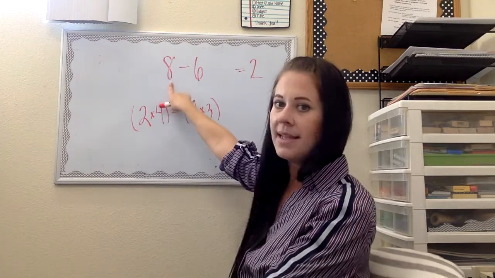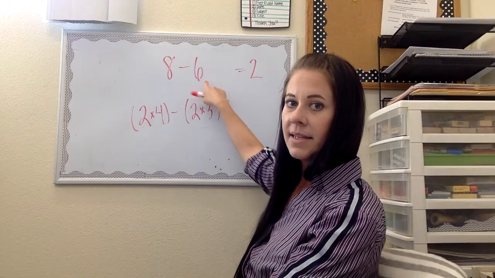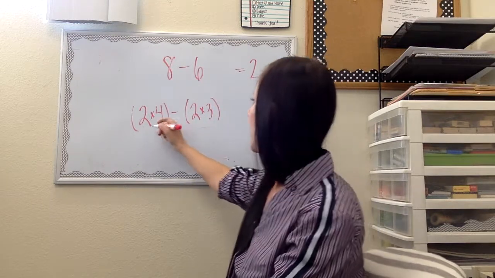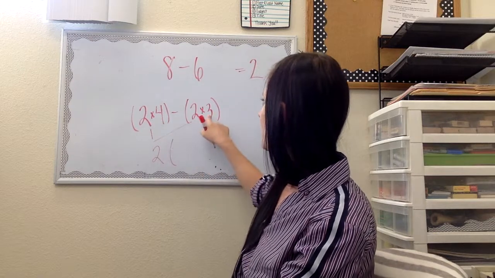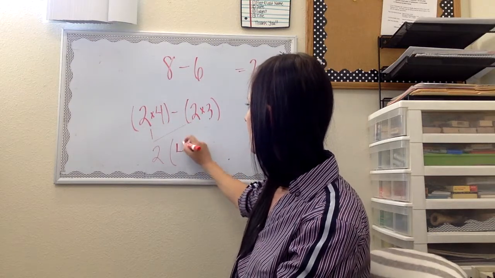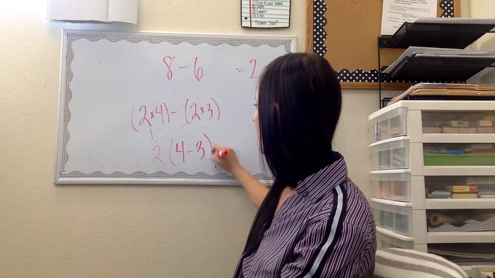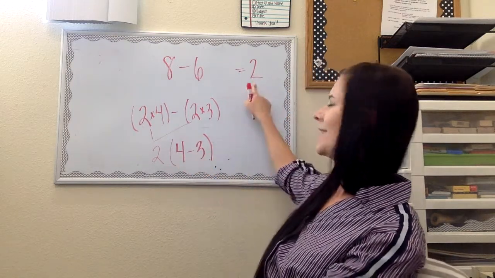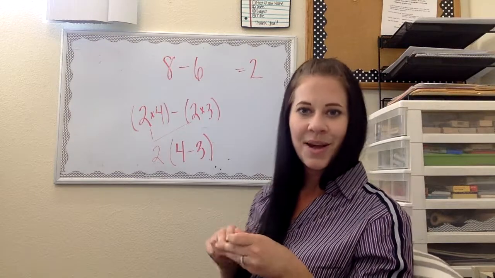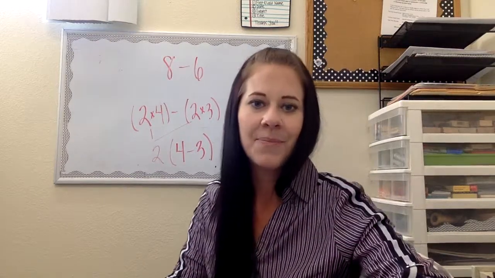2 times 4, that's 8. 2 times 3, that's 6. I kept my negative. Then I bring my 2 in the front like we've been practicing. I pull my leftover numbers and I keep my sign. So 4 minus 3. What is 4 minus 3? It's 1 times 2. We still got 2. So Tasha's correct. We could do this with subtraction as well.